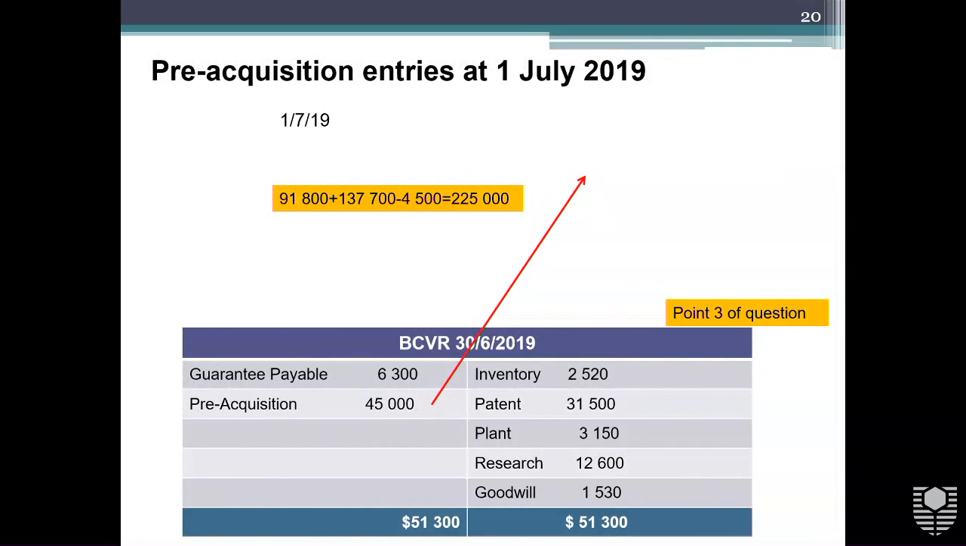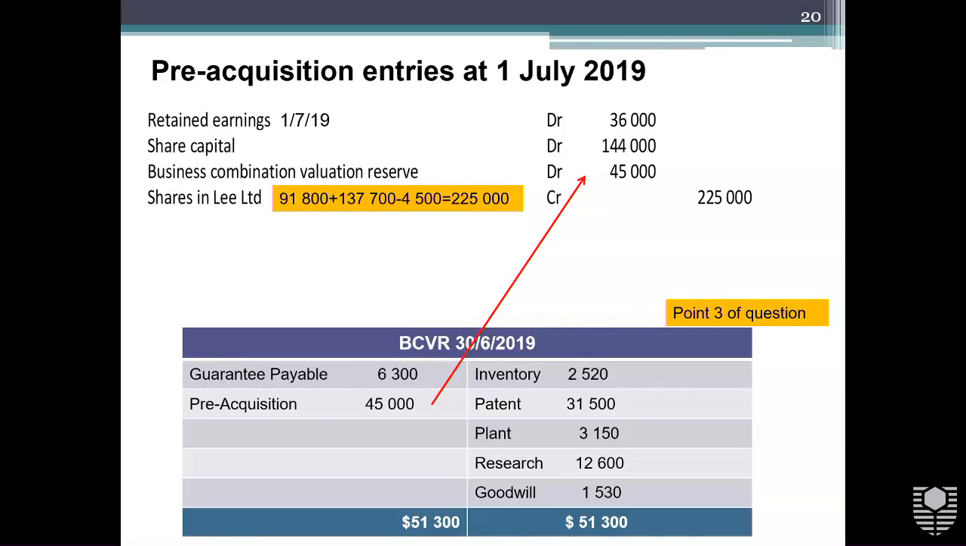We look at our business combination valuation reserve. We've got our inventory, so this is 70%, so these are the tax affected amounts. Inventory, patent, plant, research, goodwill. Our guarantee, our pre-acquisition entry there, the difference to make it zero is 45,000.